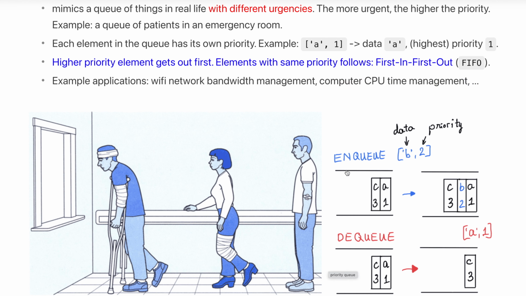Priority queues also have only 2 operations, NQ and DQ. NQ will consider data with priority and put it in the queue. For example, this element with data B and priority 2 will be inserted between the 1 and 3 elements. For DQ, the element in front of the queue will be removed, just like the normal queue. In this example, the element with data A and priority 1 is removed from the queue. The element with data C, priority 3, is moved up in front of the queue.